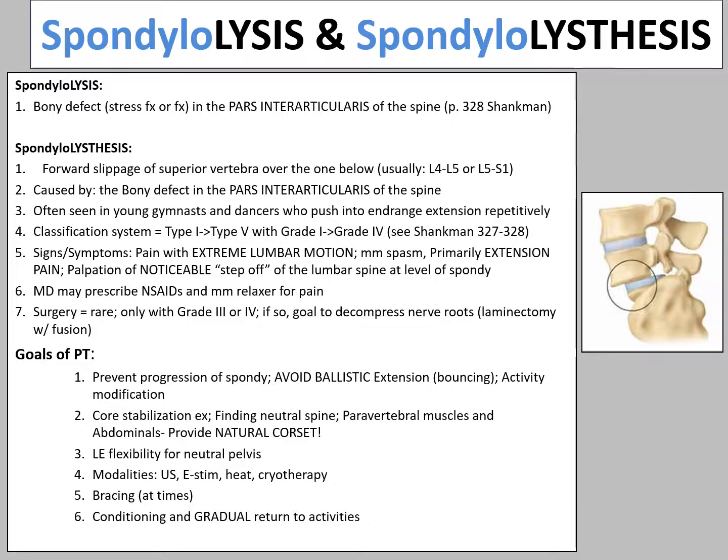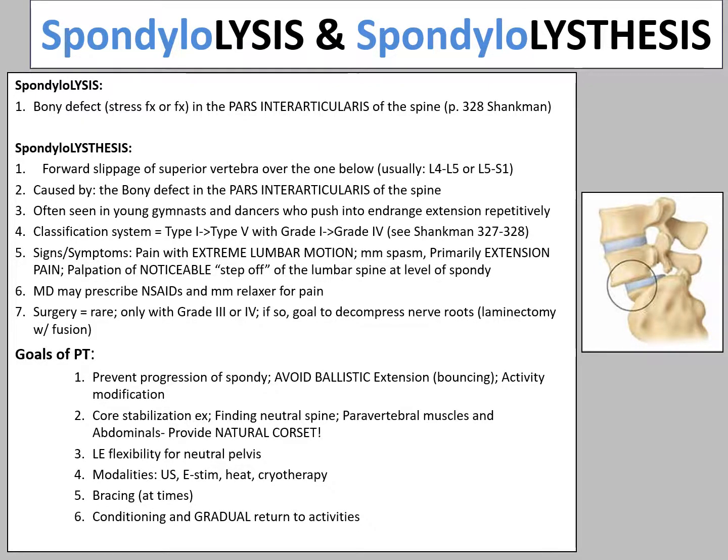Usually this will occur at L4, L5, or L5-S1. It happens when there's a bilateral bony defect of the pars interarticularis, and there are 5 different types that can cause this spondylolisthesis, or that forward slippage. Type 1, and you can review these in your textbook as well, is congenital, so there's a malformation of the lumbar vertebrae.